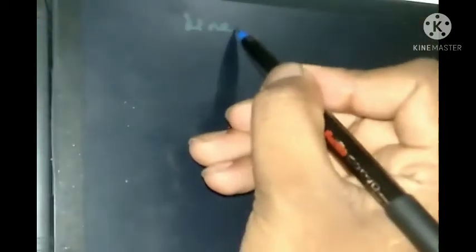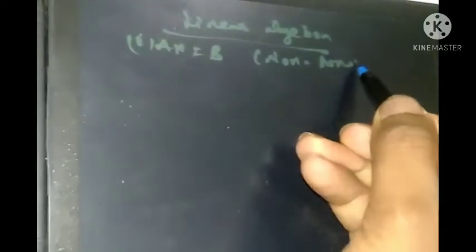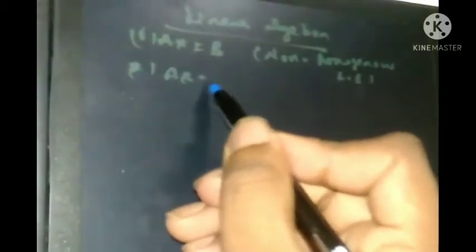Let's start our course. Before going to matrices, what is linear algebra? I will give a brief introduction to linear algebra. There are two types of linear simultaneous equations. One is Ax = b, that is a non-homogeneous linear equation, and the second one is Ax = 0. This we call homogeneous linear equations.